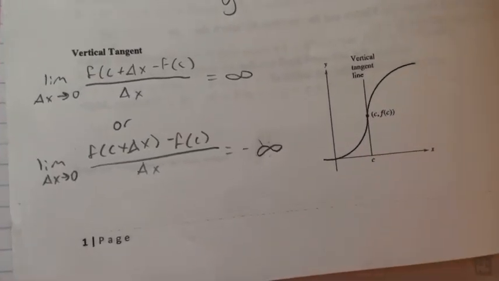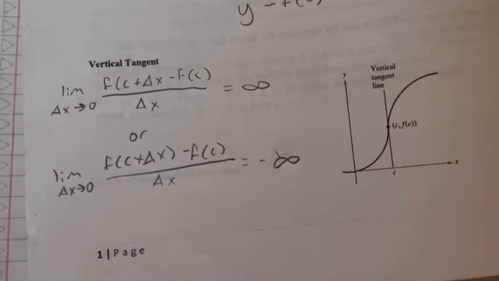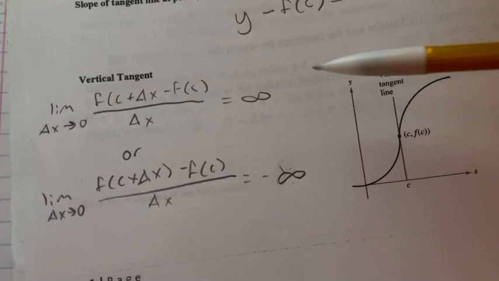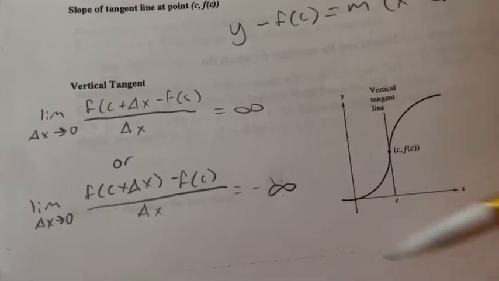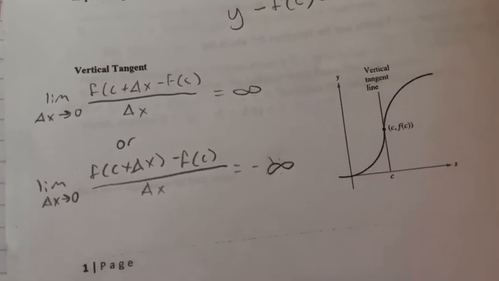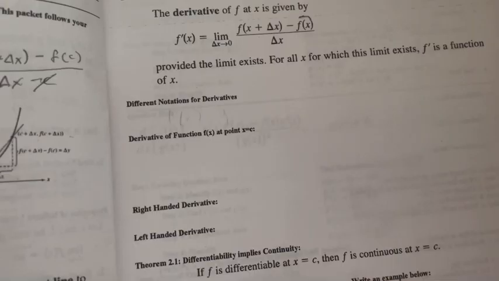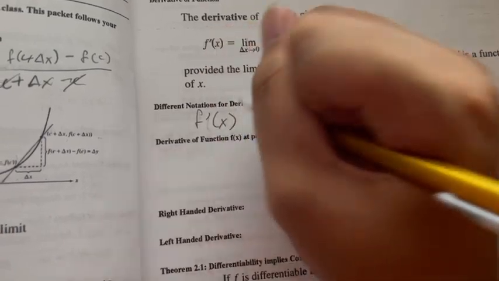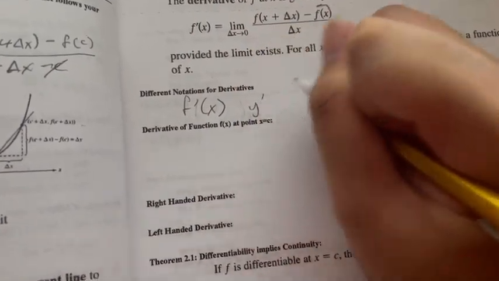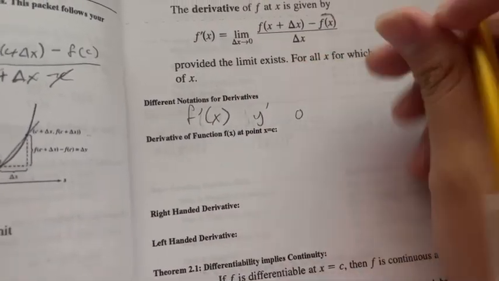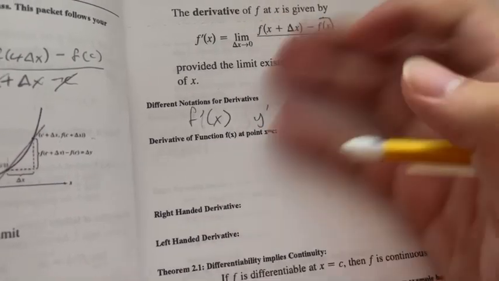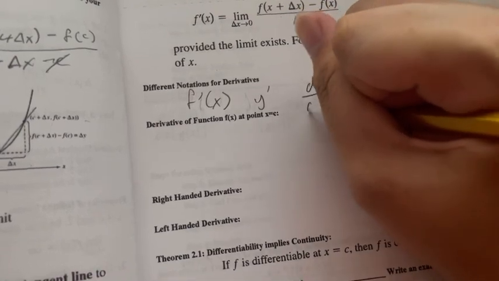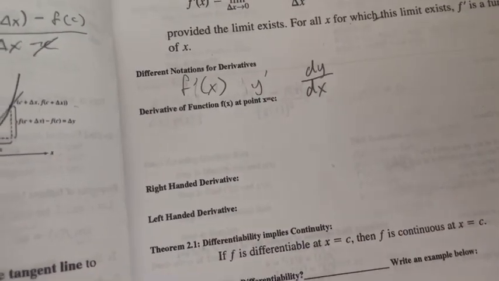Periodically, you're going to be given a vertical tangent, and if you take the limit and you find that it is either infinity or negative infinity, then that's how you'll know you're going to have a vertical tangent. The derivative can be written as f prime of x, y prime, or dy over dx.